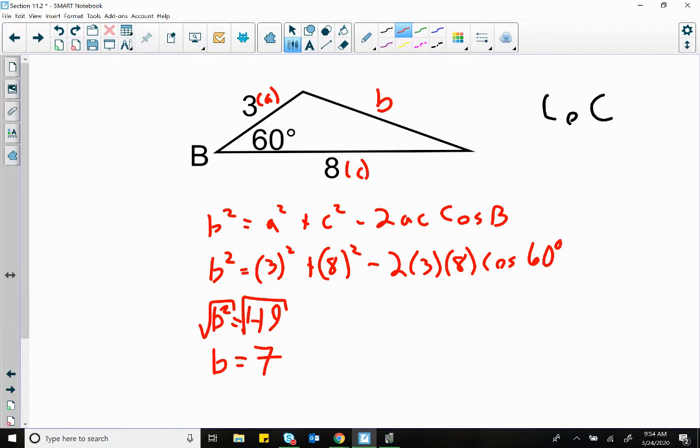And so as we continue our steps in case 3, step 2 says use the law of sines to find the smaller of the 2 remaining angles. So my 2 remaining angles are A and C. Well, I always make C the largest angle. So what we want to do then is we want to find angle A. Okay? You want the smaller of the 2 remaining angles.